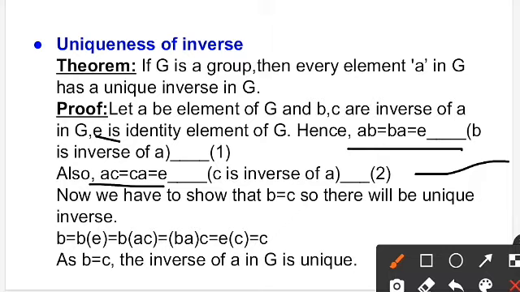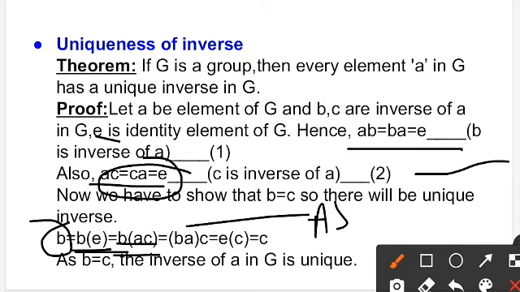So we will start with B first. We can write B as B into E, because E is the identity element. Then we say that B is equal to B(AC), because we have said here that AC is equal to E. This is from equation 2. Therefore we next do that (BA) is equal to C. We apply associativity here.